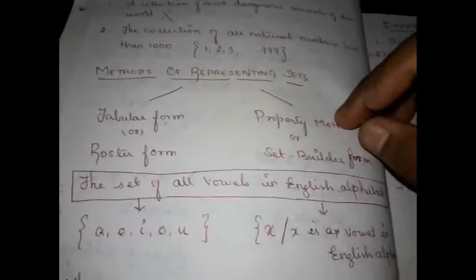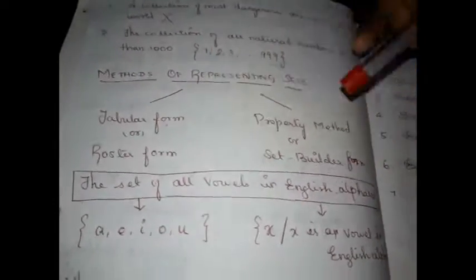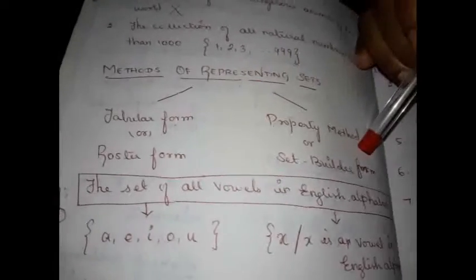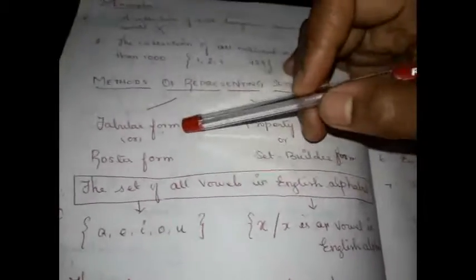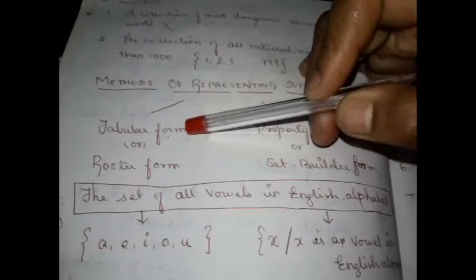Then after the definition of a set, we have learned how to represent a set. We have learned two methods. One is tabular form or roster form, and the other one is property method or set builder method. Normally we will use the word set builder form, right? And here we will use roster form or tabular form.